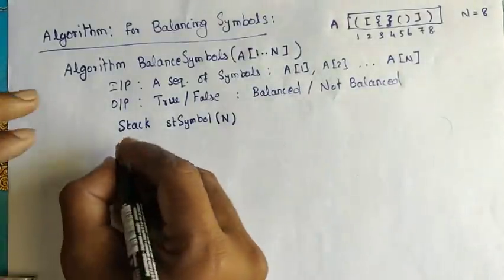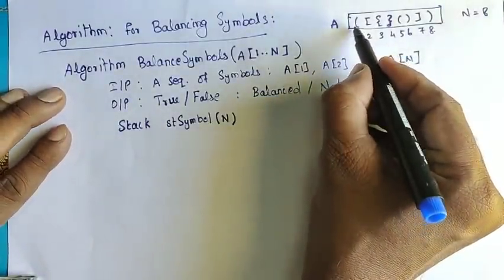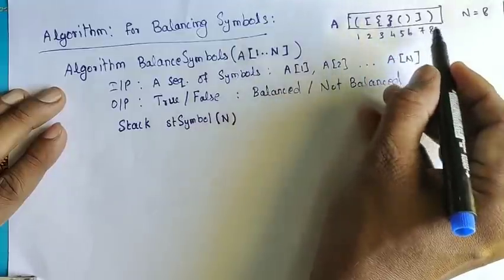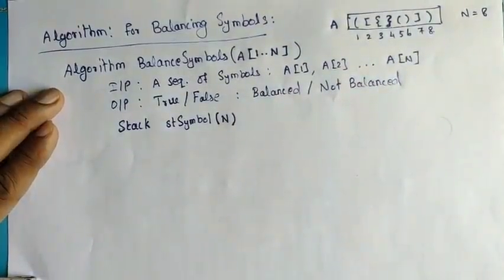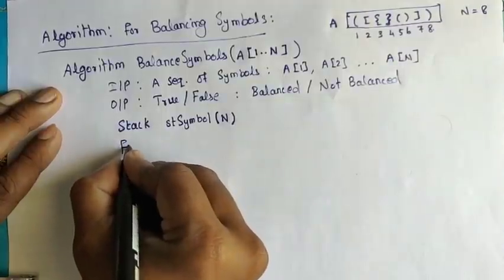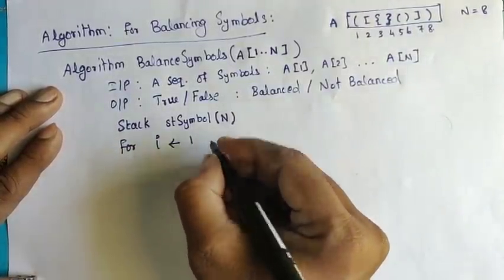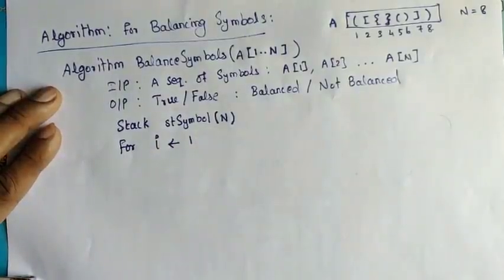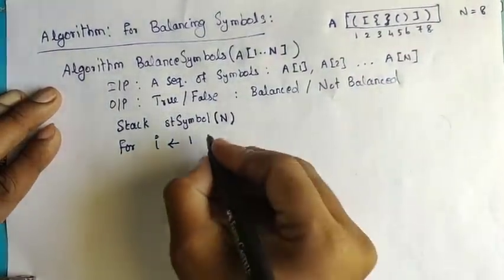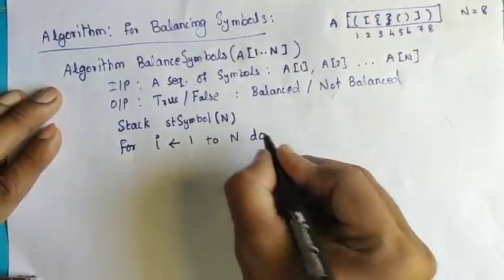Then I need to create a loop. I need to process the characters one by one, check the characters one by one, 1, 2, 3, 4, 5 like this. All the n characters need to be checked. So I'm going to create a for loop. For i equal to start with 1, check all the characters up to n and do the following.